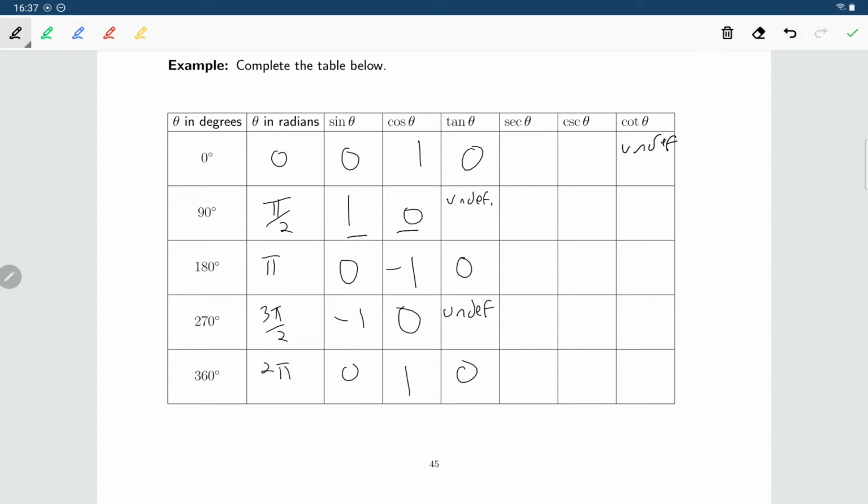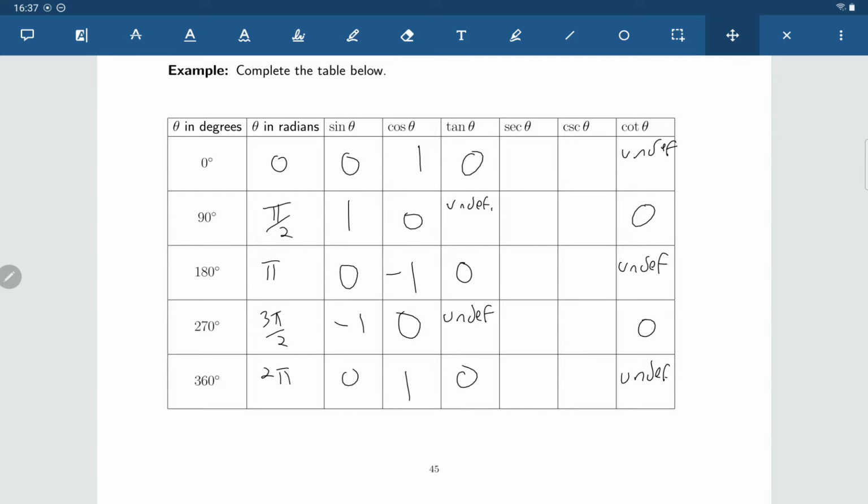0 divided by 1, which is 0. -1 divided by 0, undefined. 0 divided by negative 1, which is 0, and 1 divided by 0, which is undefined.